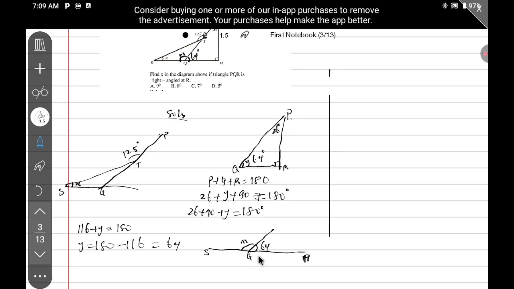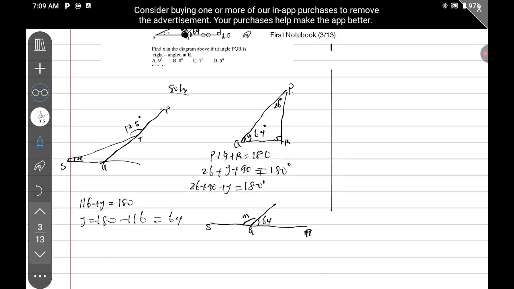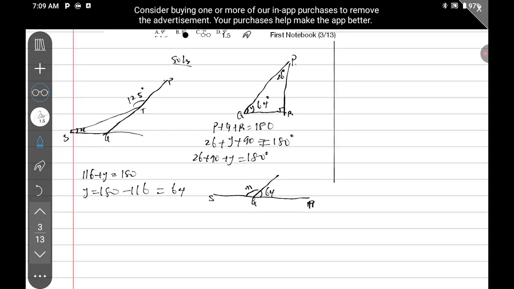Now, to get this angle M, consider the angles on a straight line. The sum of the angles that lie on a straight line is equal to 180 degrees. So angle M plus 64 is equal to 180 degrees, the sum of angles on a straight line.